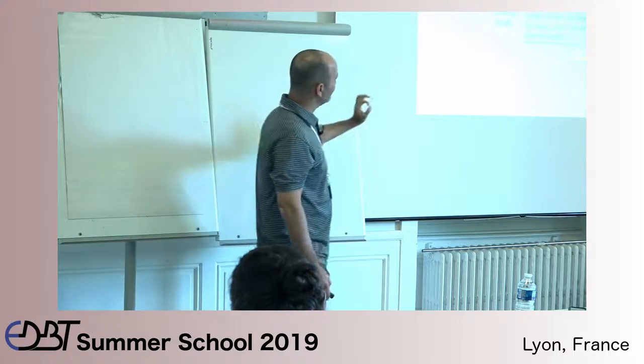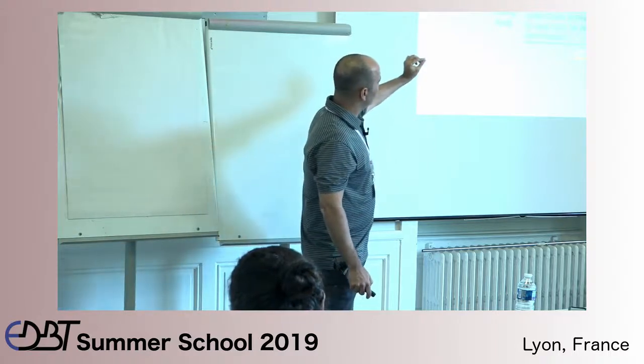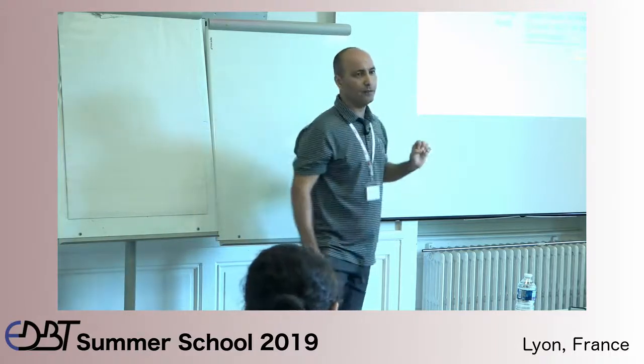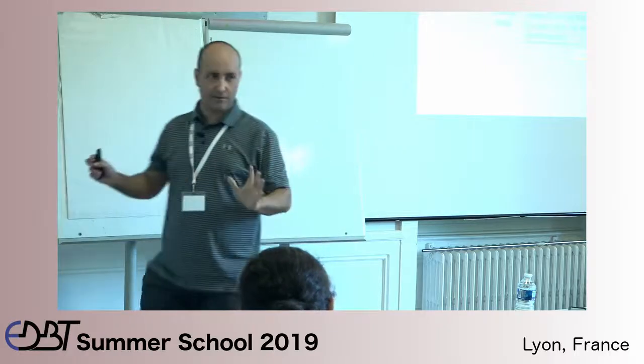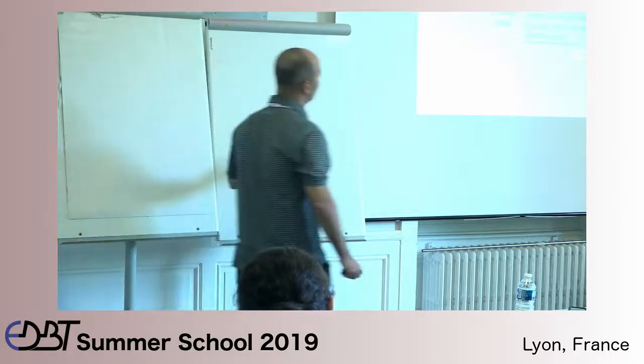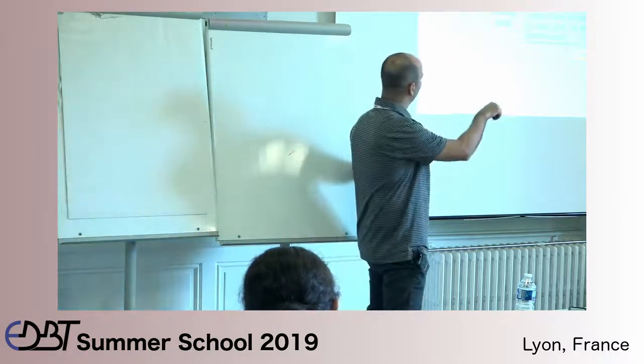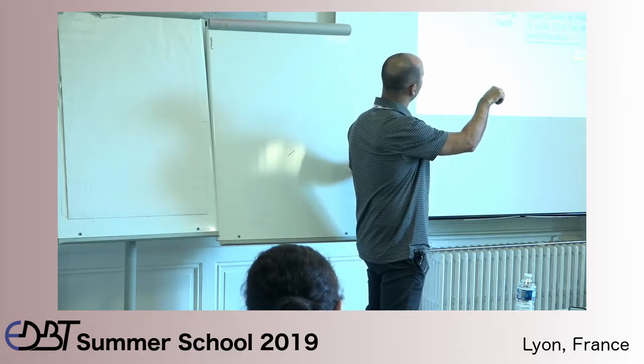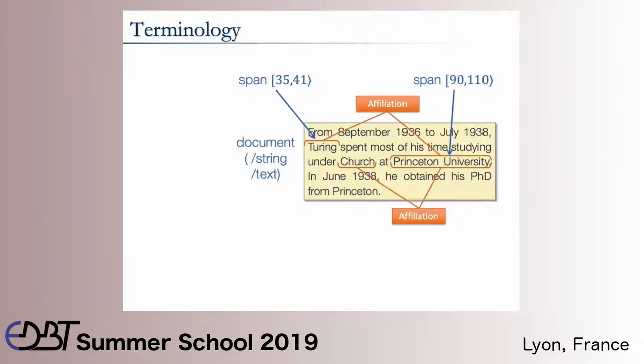And then there are these intervals in the text that we refer to as spans. Okay, and we are very specific, by the way, about how we represent them. They're identified by basically the start and end position of this interval. So this is character number 35, and 41 is actually one character after the last.